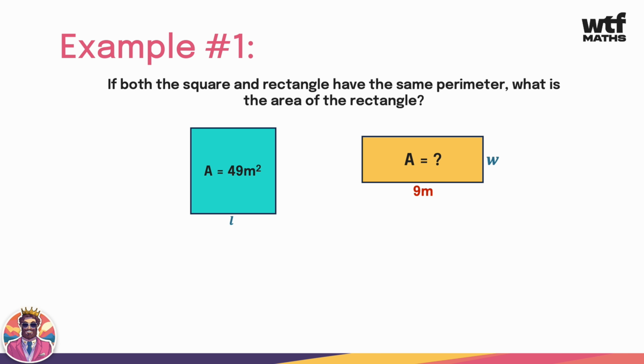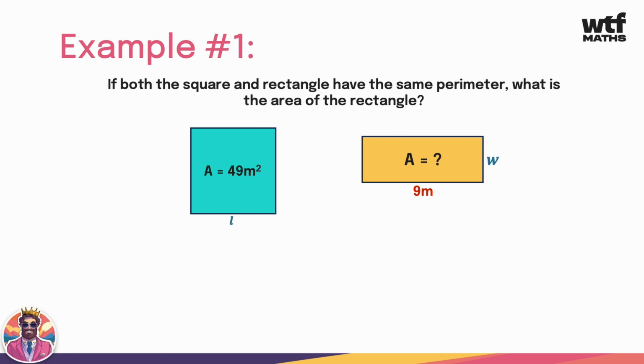If both the square and rectangle have the same perimeter, what is the area of the rectangle? So on the left we have a square. We don't know what the length is, but we know the area is 49 meters squared. On the right, we have a rectangle. Now, we don't know what the area is of that, but we know the base is 9 meters and it has an unknown width. So, how can we go about finding the area of the rectangle?